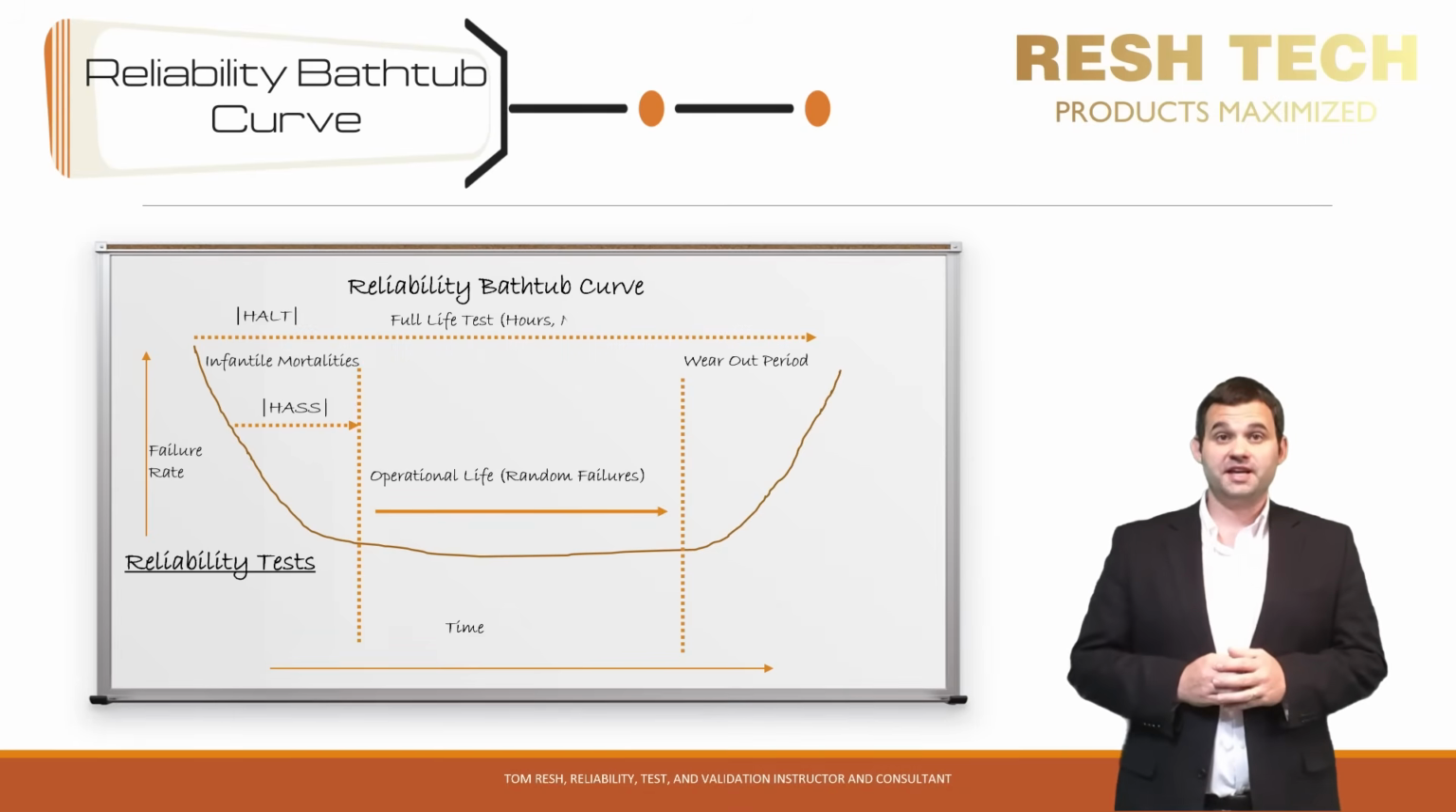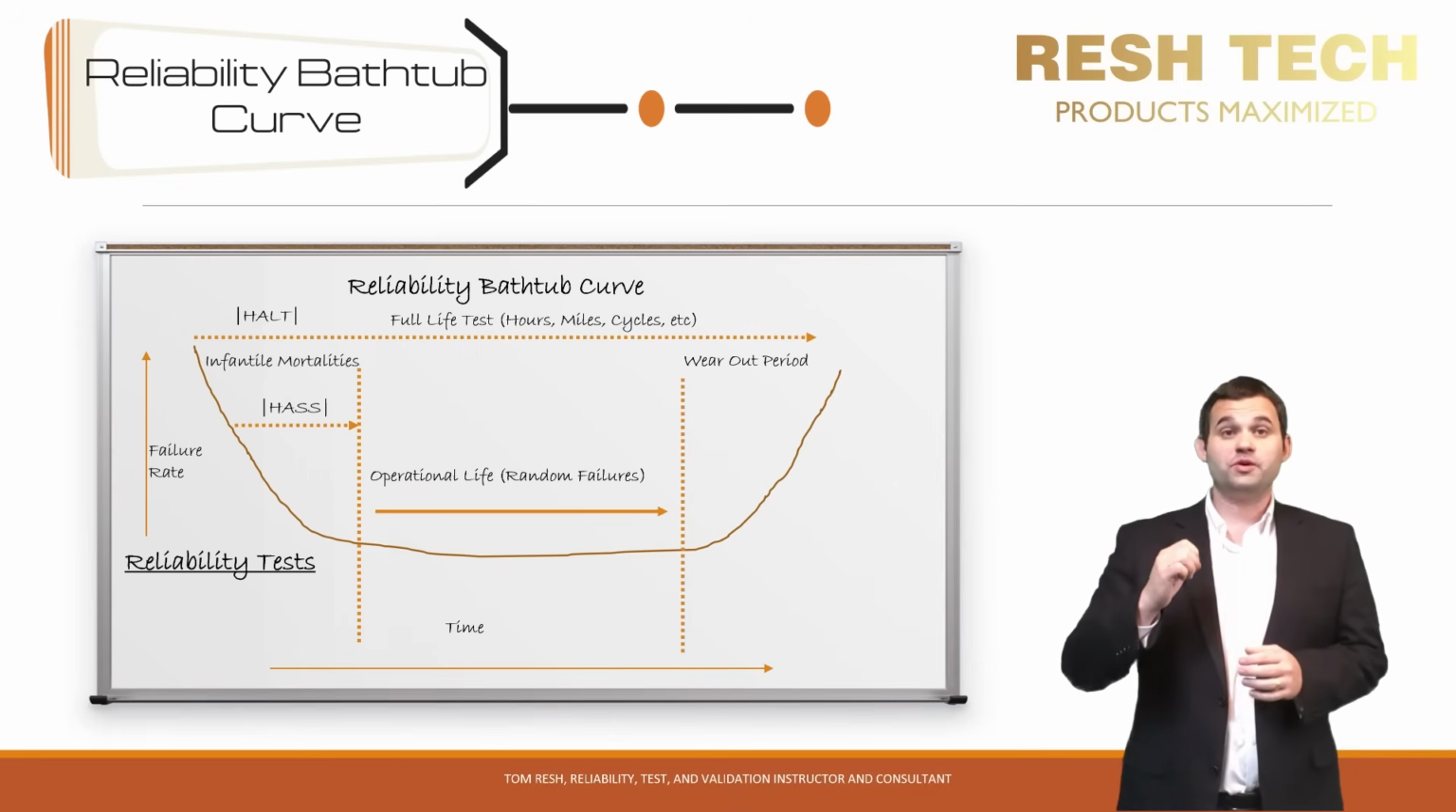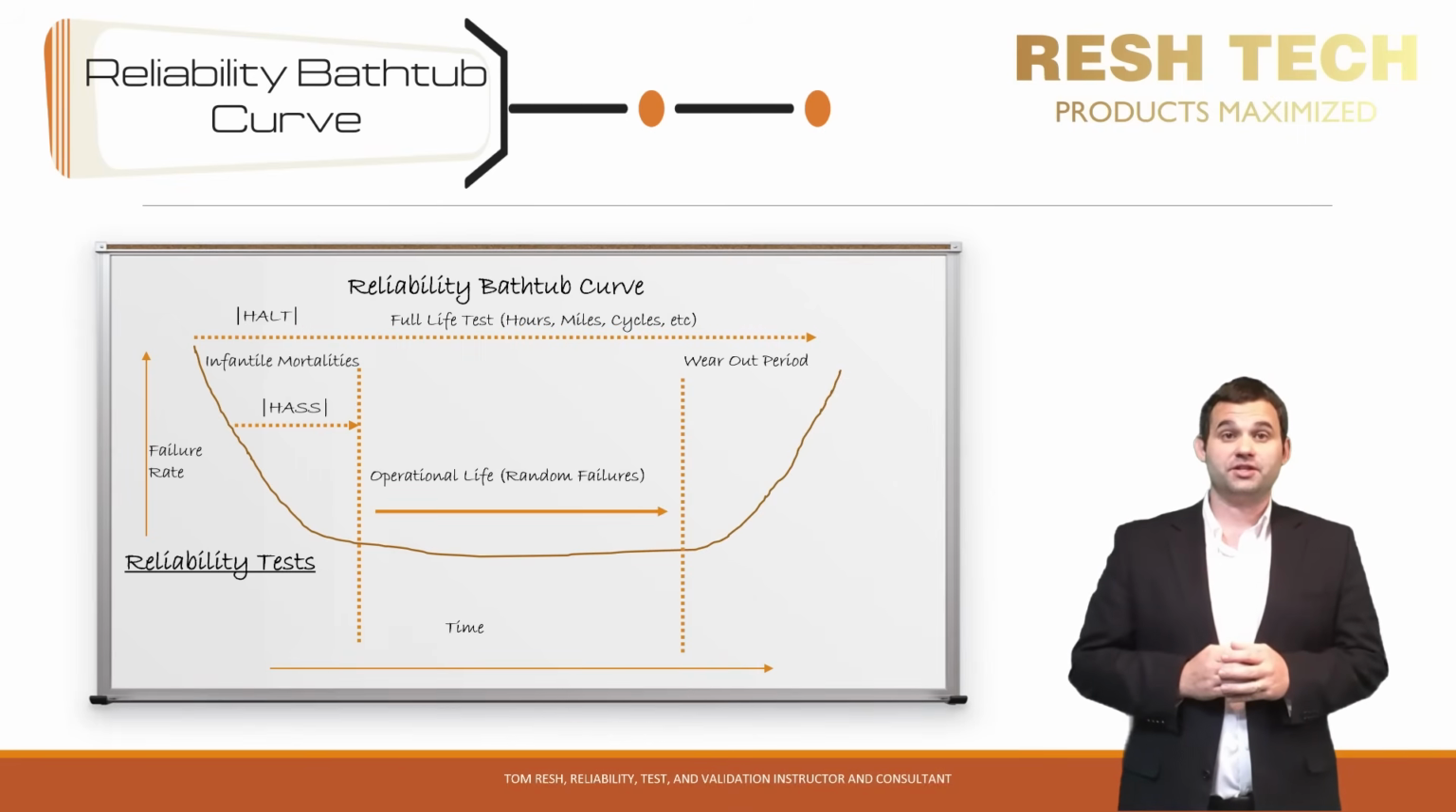Another type of reliability test is a full life test. This is where you literally run every hour or cycle that the part will be subjected to for its lifetime until it breaks.